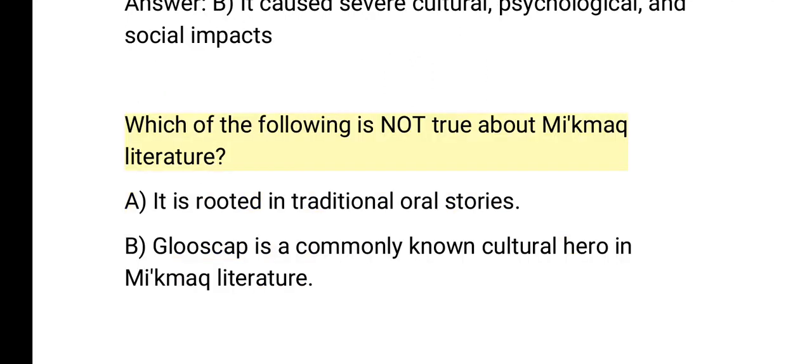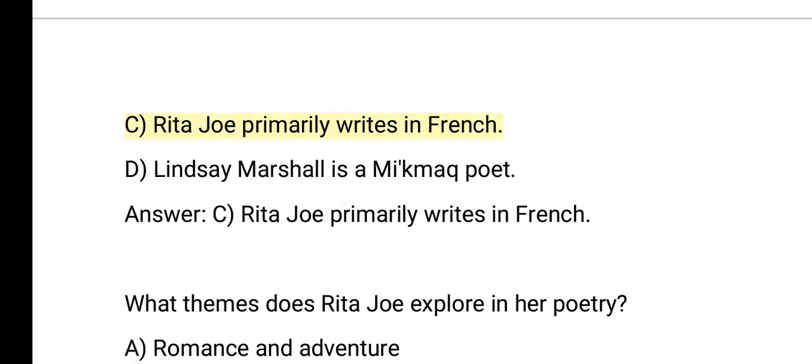Which of the following is not true about Mi'kmaq literature? A. It is rooted in traditional oral stories. B. Glooskap is a commonly known cultural hero in Mi'kmaq literature. C. Rita Joe primarily writes in French. D. Lindsay Marshall is a Mi'kmaq poet. Answer. C. Rita Joe primarily writes in French.